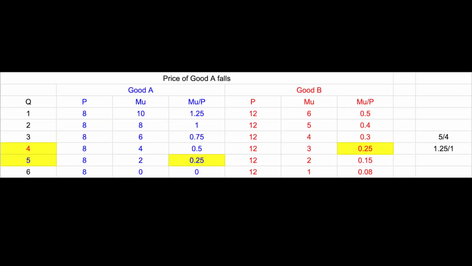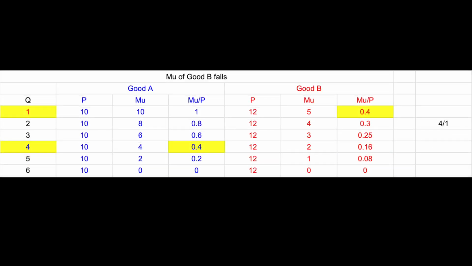Okay, so now we're going to change one of those variables, and the variable we're going to change is the price of good A. The price of good A has fallen from 10 to 8. And we can now see that the matching marginal utilities per price are the 0.25s there. So we're going to consume 5 of good A for every 4 of good B that we consume. So we can see that the price of good A has fallen and the consumption of good A has risen from 4 to 5. So that kind of proves the downward sloping nature of the demand curve.